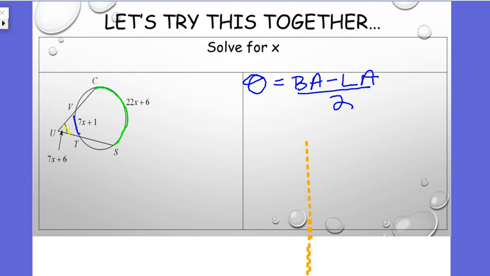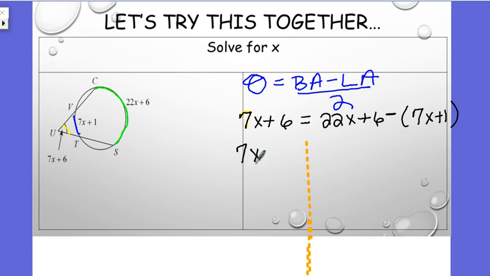So I'm going to do the math here. That tells me to set this up as 7x plus 6 equals the big arc, 22x plus 6. And here's where I need you to be careful: that minus sign. Because this is a binomial, make sure you put the little arc in parentheses, so that you can get this correct. So now we're going to do our rule and divide this by 2.